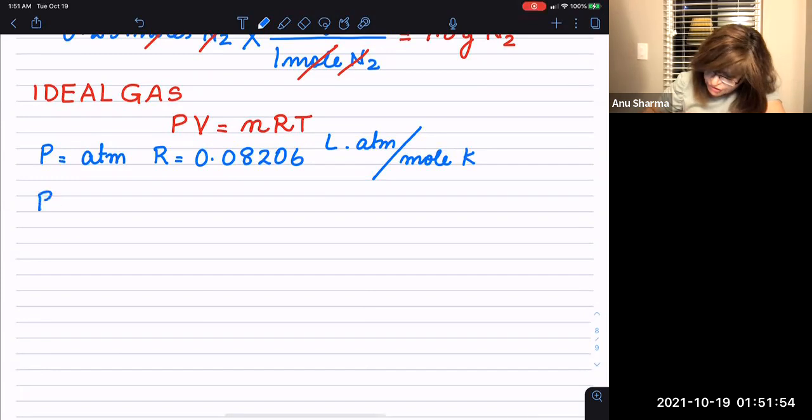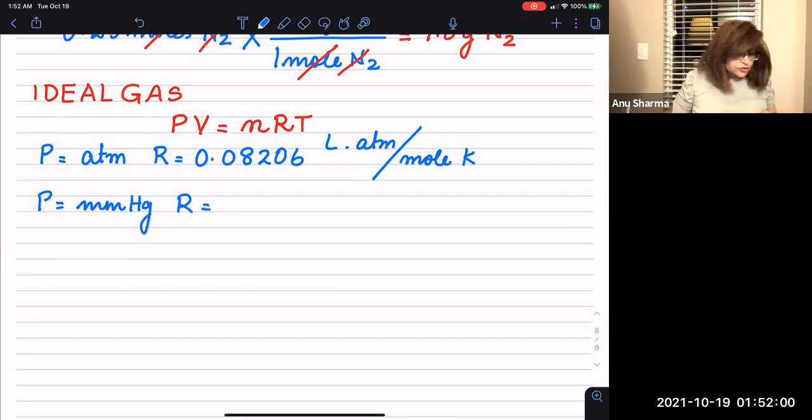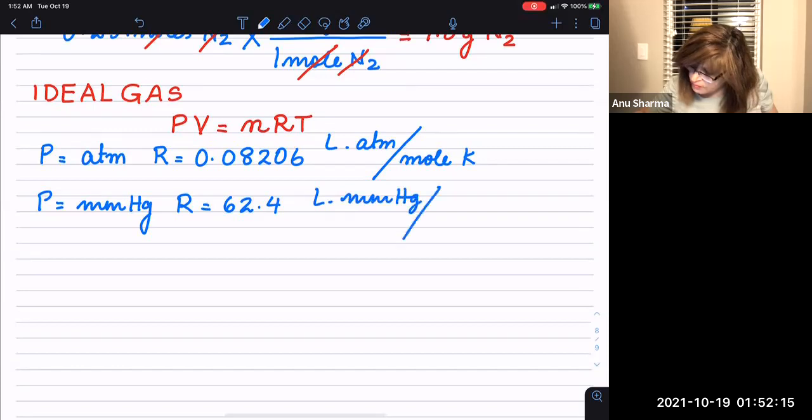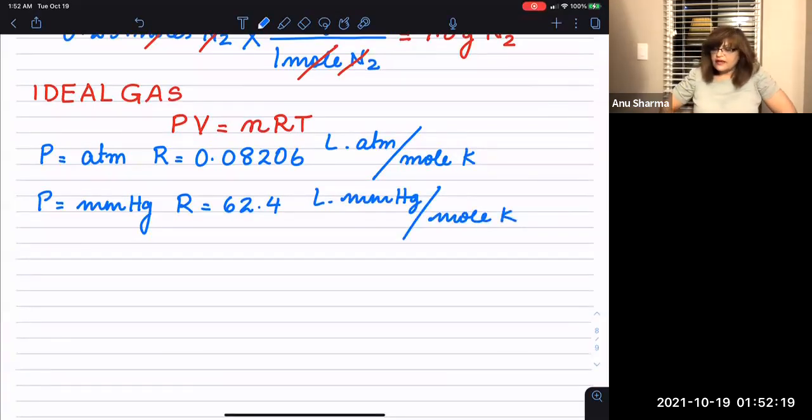When the pressure is in millimeters of mercury, then the value of R changes. R is equal to, in that case, 62.4 liters times millimeters of mercury over mole K. Okay, so that thing. Next is the value of N.